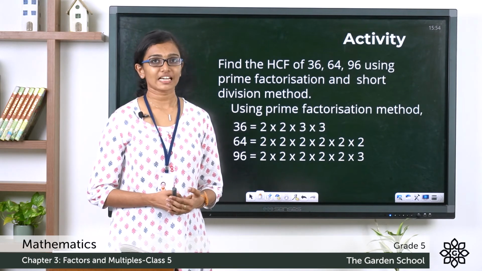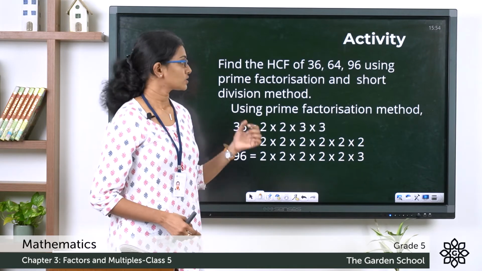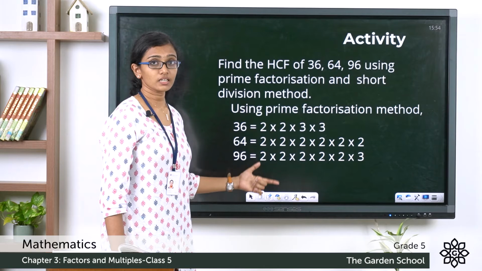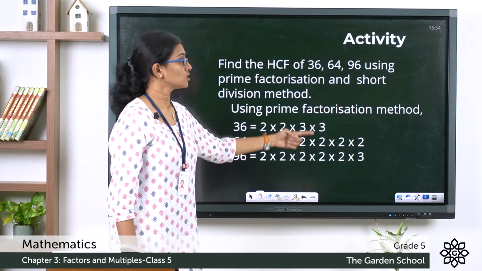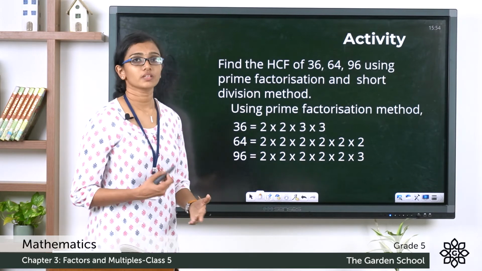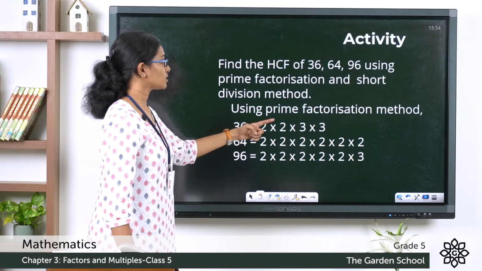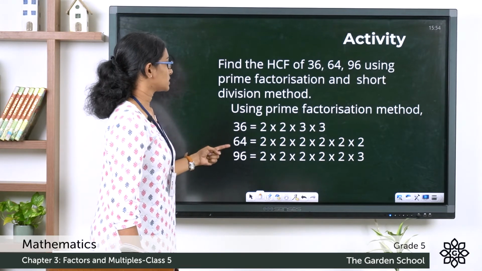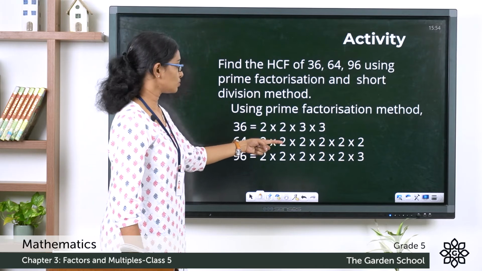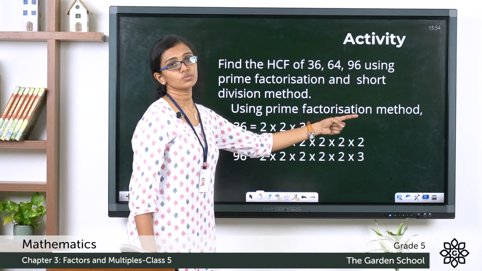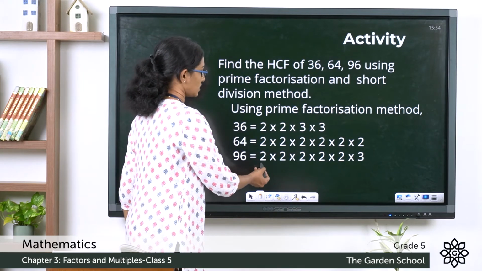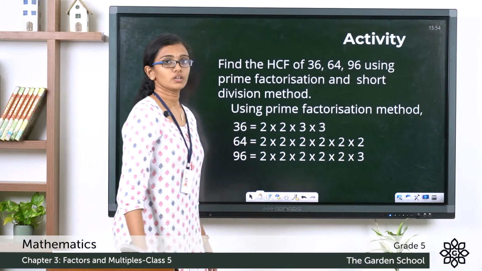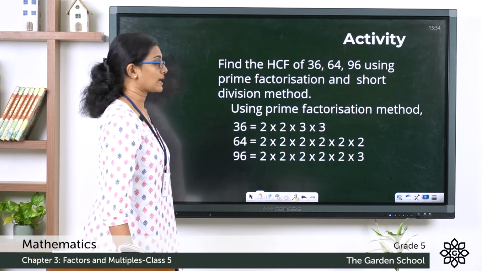Hope you finished doing that activity. Now, let's discuss the answers. So, first let's do the prime factorization method. So, we have the numbers prime factorized. The first number is 36. 36 can be written as 2 into 2 into 3 into 3. Now, what about 64? 64 can be written as 2 into 2 into 2 into 2 into 2 into 2. So, 96 is equal to 2 into 2 into 2 into 2 into 2 into 3. So, here you have the numbers prime factorized.